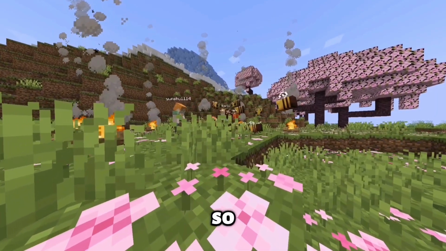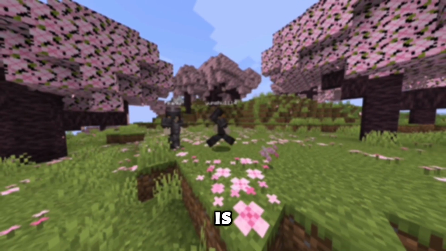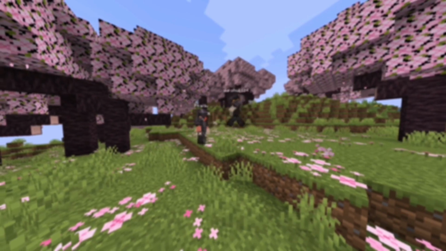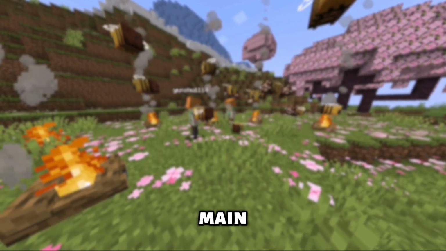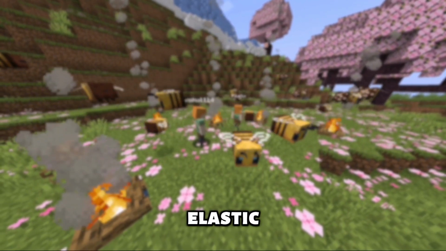In line with our lesson in Physics 1, we'll be going over the concept of collision in Minecraft. So what is collision? Collision is an event where two or more objects come into contact with each other. There are two main types of collision. The first one is called elastic collision.